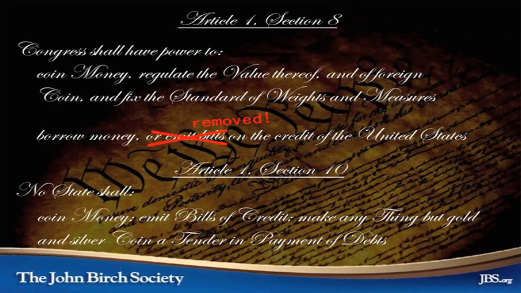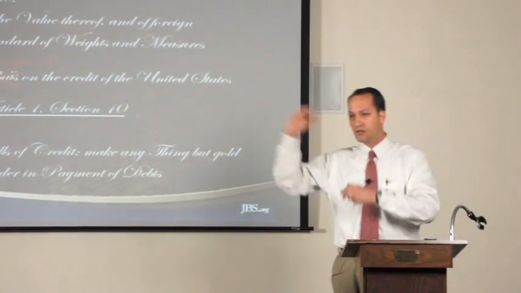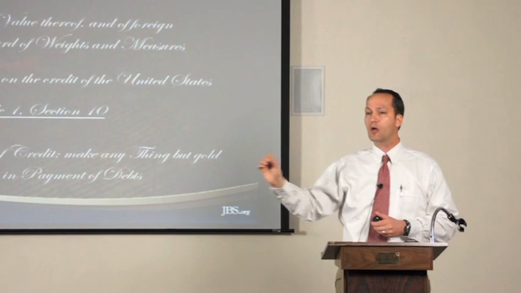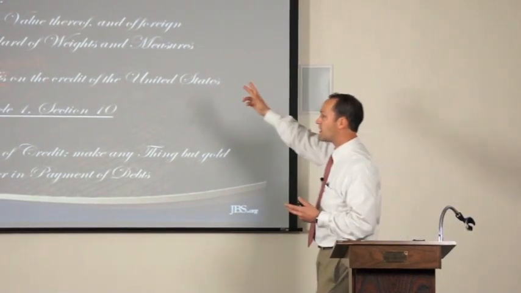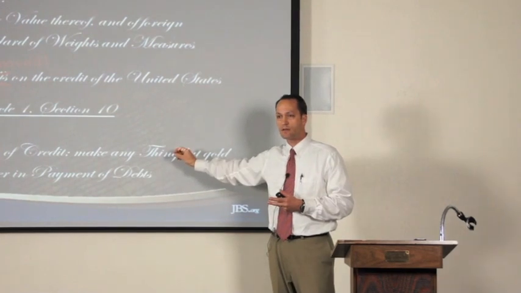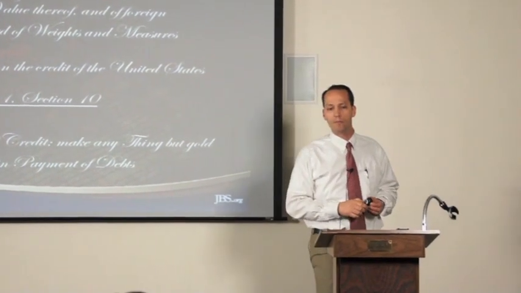But because they chose to remove that clause, the power to emit bills was never given to the federal government and was forbidden to the states. Now remember the 10th Amendment, where it says the power is not delegated by this Constitution to the federal government, nor prohibited by it to the states. Well, this is a power that was not given to the federal government and was prohibited to the states by it. So who does that leave as having the power to emit bills of credit?